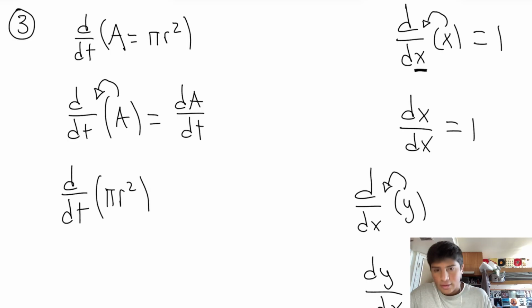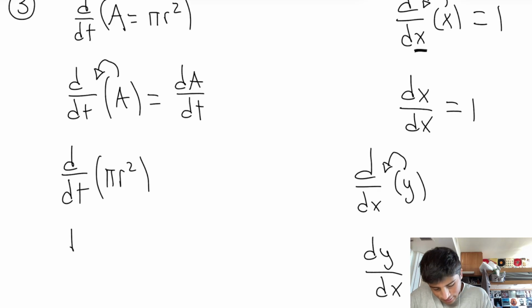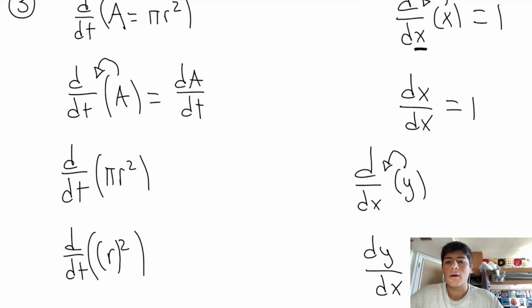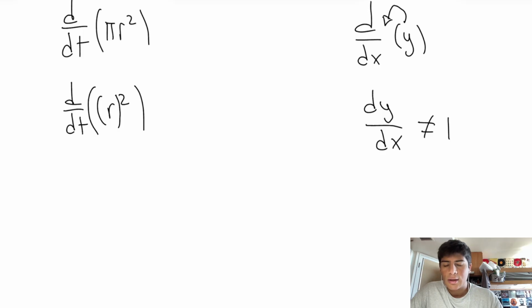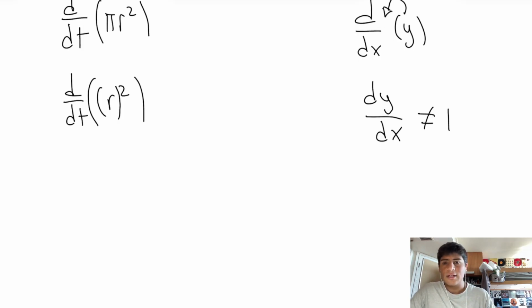Pi r squared. So pi is a constant. So what we want to really focus on is d over dt of r squared. And I'm actually going to write it like this. I'm going to put that r in its own parentheses. And the reason why I'm doing that is because I want you to think of this as a chain rule. r squared is our outer function, and then our r is the inner function. And for a chain rule, we do the derivative of the outer times the derivative of the inner.